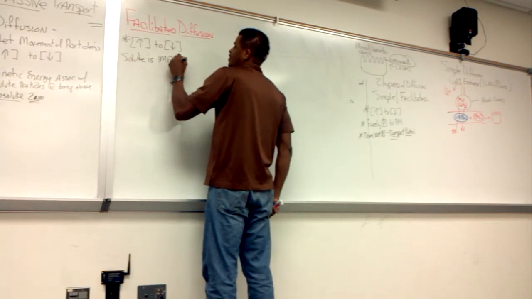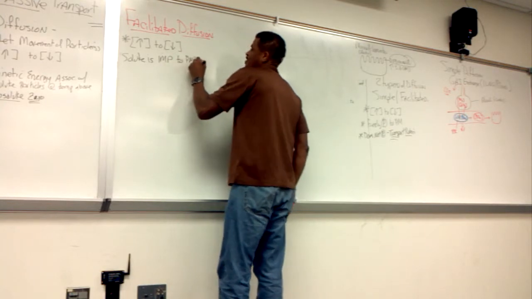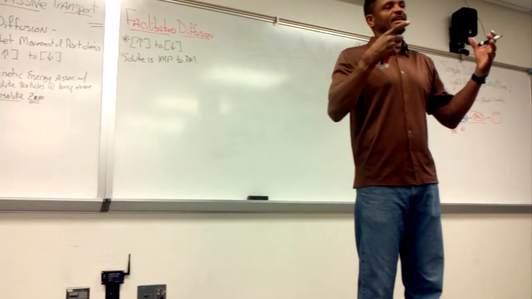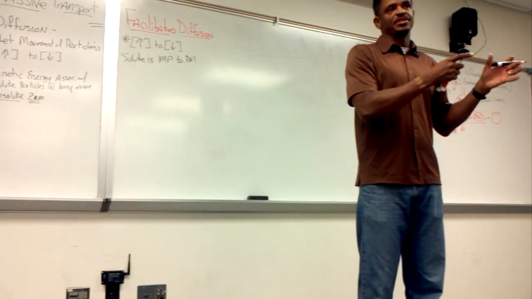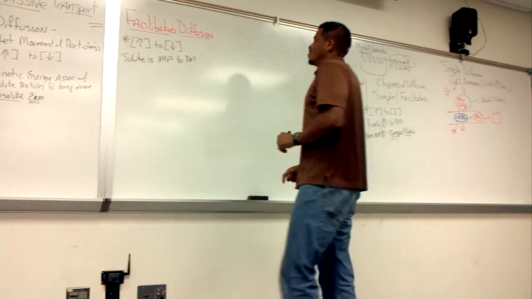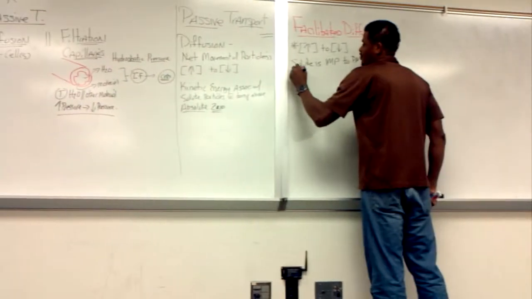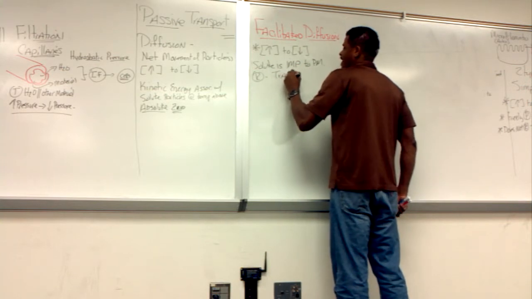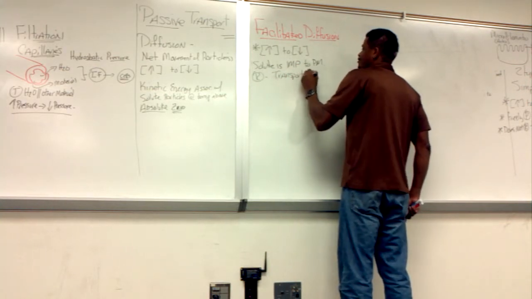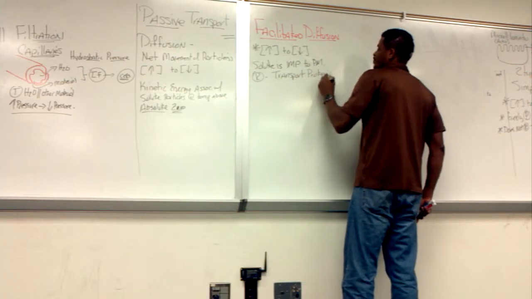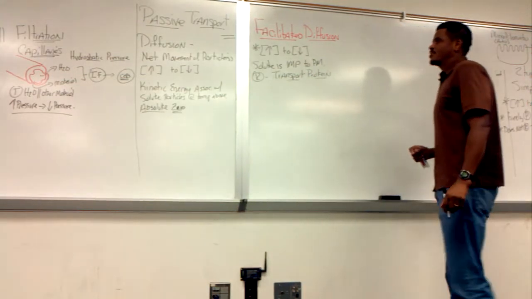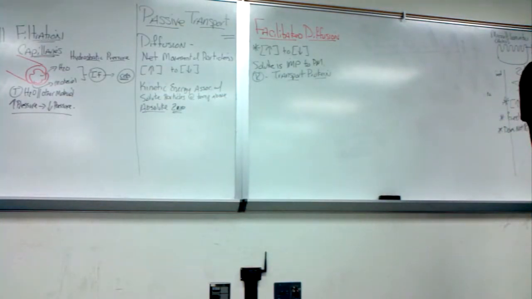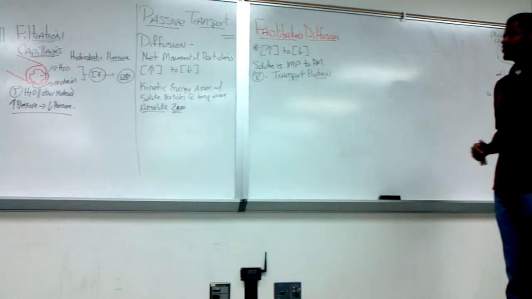So the substance is impermeable to the plasma membrane, therefore it requires a transport protein to facilitate its transport from a region of higher to lower. So it requires a transport protein. We're going from higher to lower, but in this case we're transferring material which is not freely permeable to the plasma membrane. So we require a transport protein.